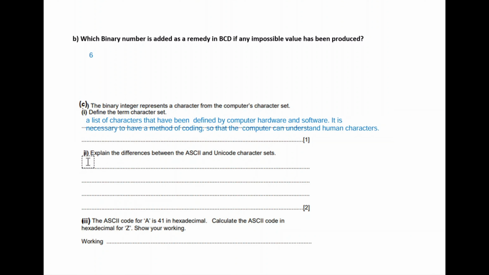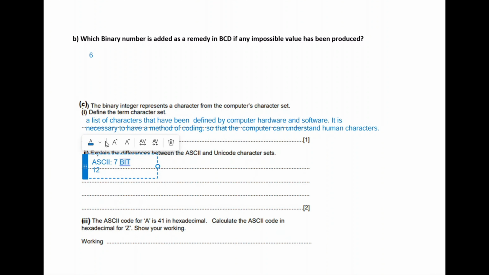Now explain the difference between ASCII and Unicode character. First of all, you should know what ASCII stands for. It stands for American Standard Code for Information Interchange, whereas Unicode is Universal Code. The difference is that ASCII is basically 7-bit. They're not talking about extended, which is 8-bit, so we're just talking about ASCII 7-bit code. It can have 128 different characters. 2 raised to power 7 is 128 characters.